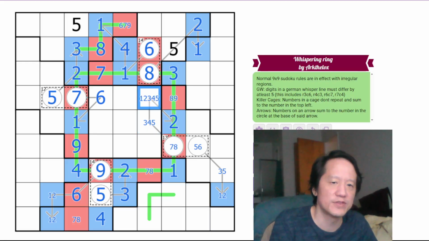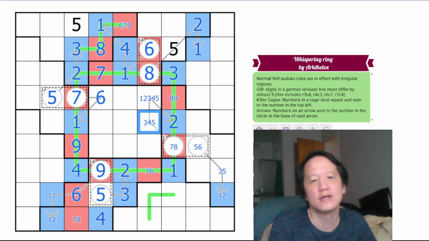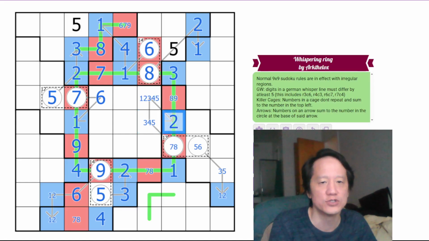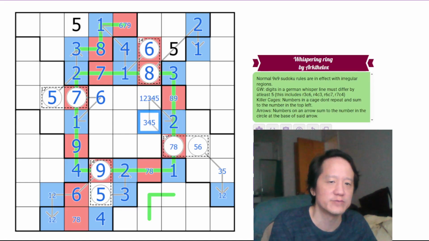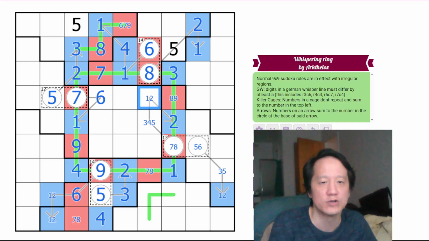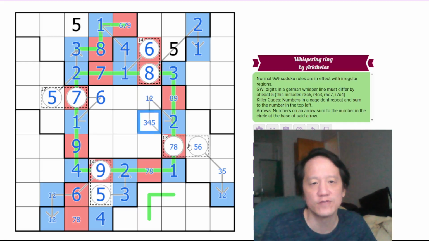This cannot be 3, because if this were 3, that would force this to be 3 and 4 at minimum, which would be 7 plus 2, which is at least 9, and that's not possible. So this can't be 3, 4, 5. It's 1 or 2 here. This is 3, 4, 5.